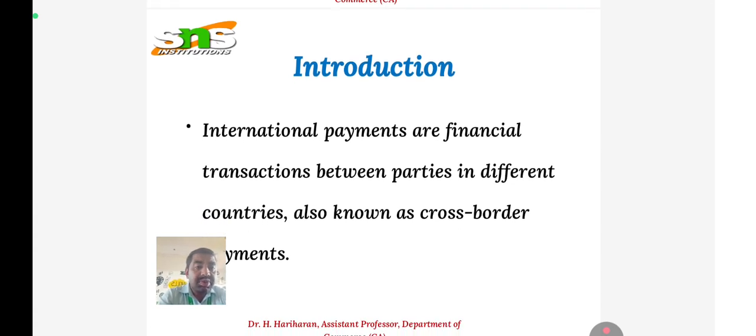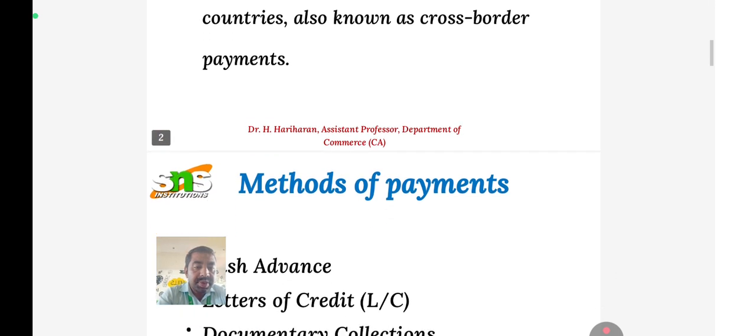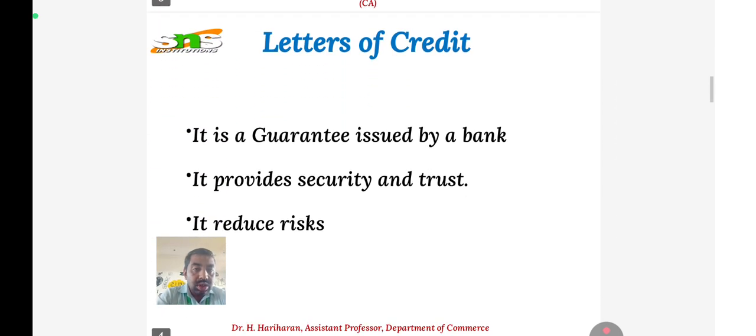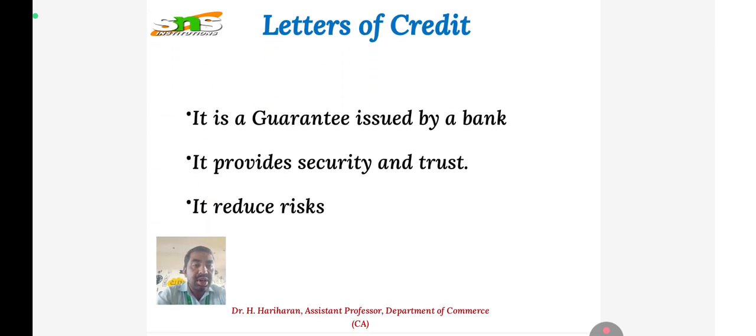International payments are financial transactions between parties in different countries, also known as cross-border payments. It is nothing but the payment from one country to another country. We have several methods of payment. There are four types: the first one is cash in advance, then letter of credit, documentary collection, and open account. Today in this slide, let us discuss letter of credit.